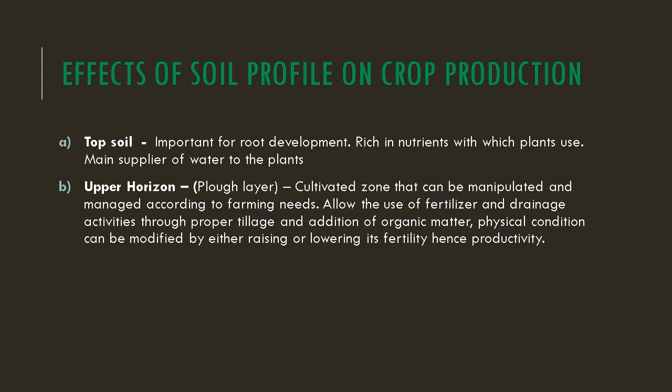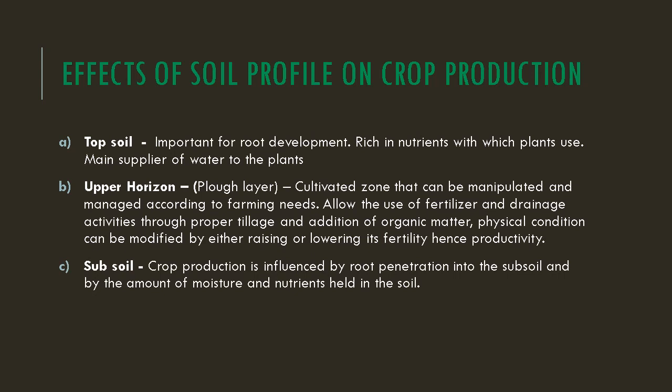This is the cultivated zone that can be manipulated and managed according to the farming needs. It allows the use of fertilizer and drainage activities through proper tillage and addition of organic matter. So it can also be modified by either raising or lowering its fertility, hence productivity. Then we also have another horizon. We refer to it as subsoil.